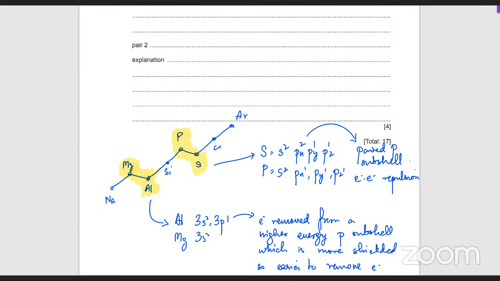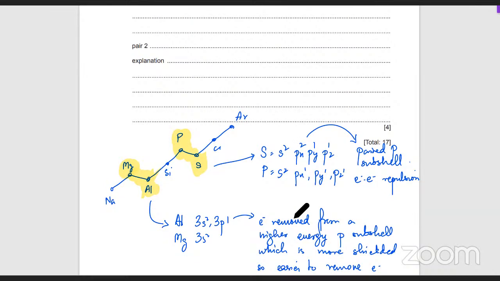So you just have to write that in sulfur, the electron is removed from a paired p subshell, while in phosphorus the electron is removed from an unpaired p subshell, and there's spin pair or electron-electron repulsion over here. Okay? Is that clear? Yes, sir. Yes.